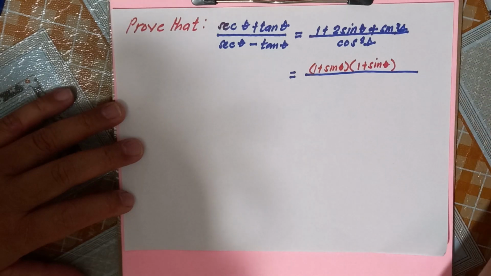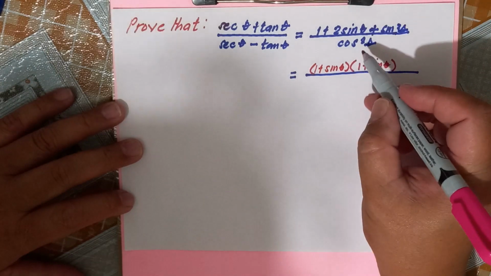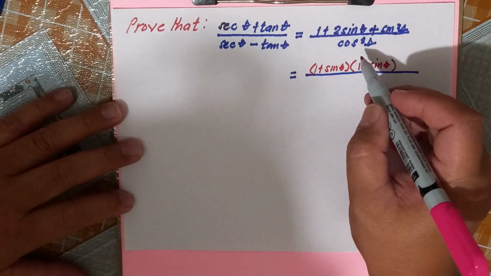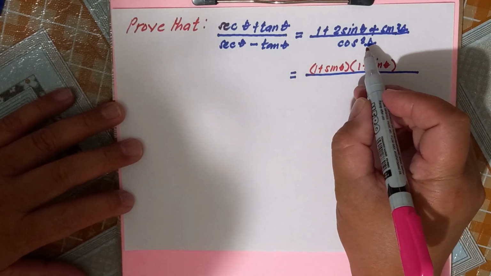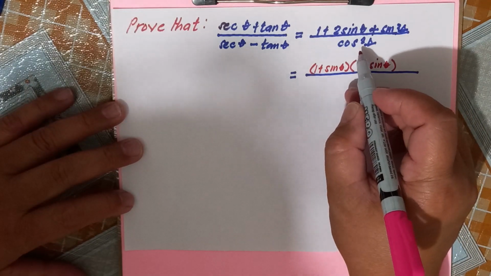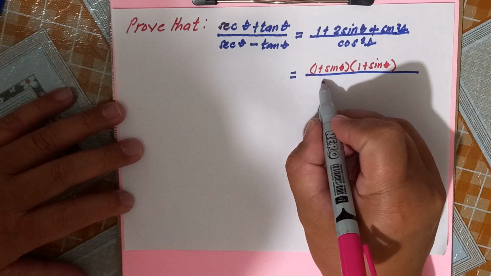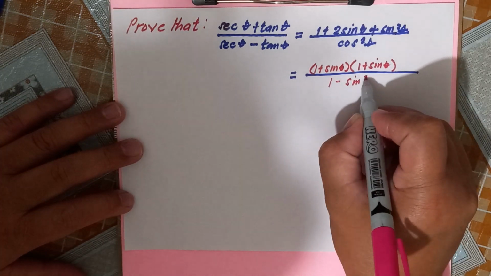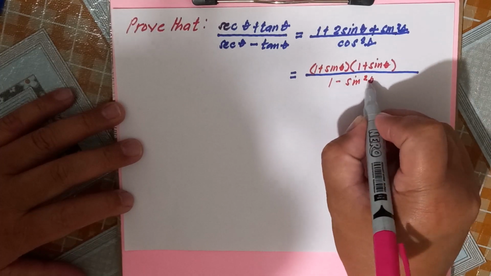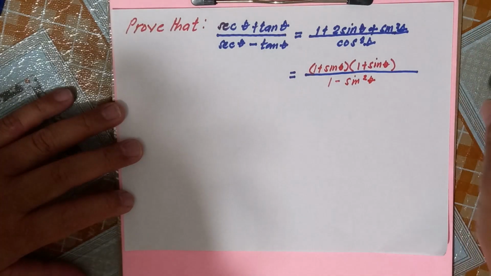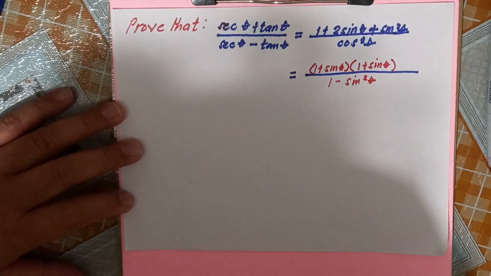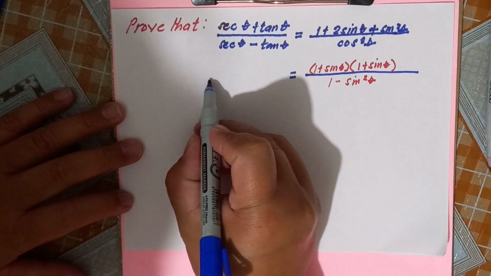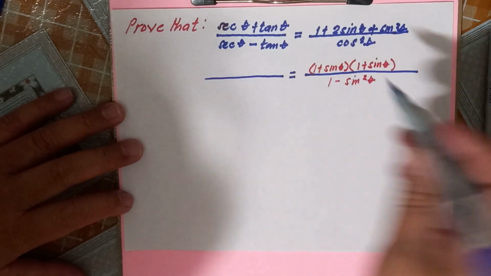Now what about the factor of cosine squared theta? Notice that its value in the Pythagorean identities is the same as 1 minus sine squared theta. So that is the right side. Now, what about the left side?